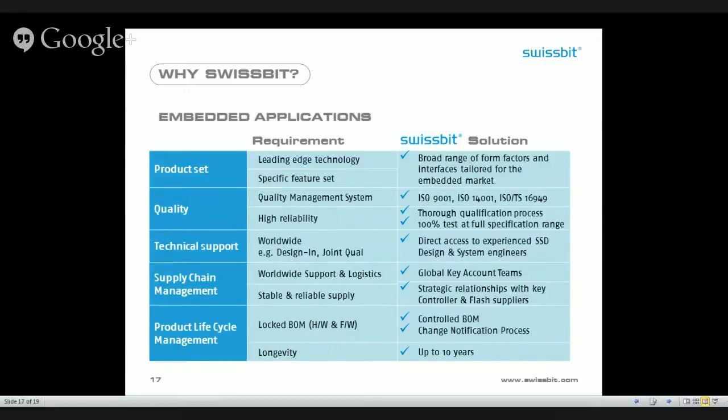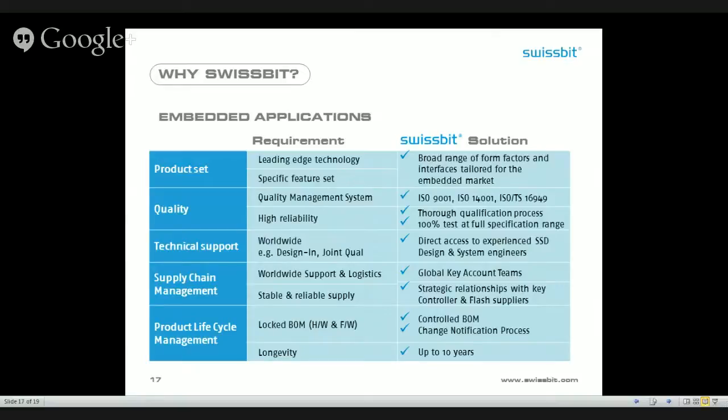Swissbit's solution is to provide a broad range of form factors and interfaces tailored for the embedded market. In terms of quality, you want to make sure that there's a quality management system in place with your supplier, and that you have high reliability. Swissbit's solution is we have ISO standards, we have the automotive standards as well, and we have a thorough qualification process to make sure that our products are ready for the market, and all products in production are tested to the full specification range, 100%.